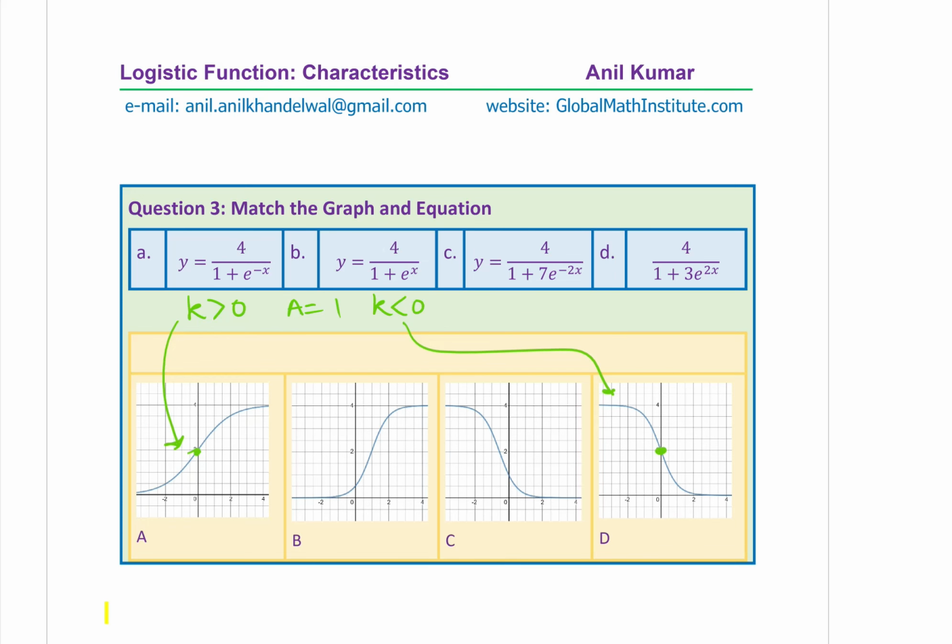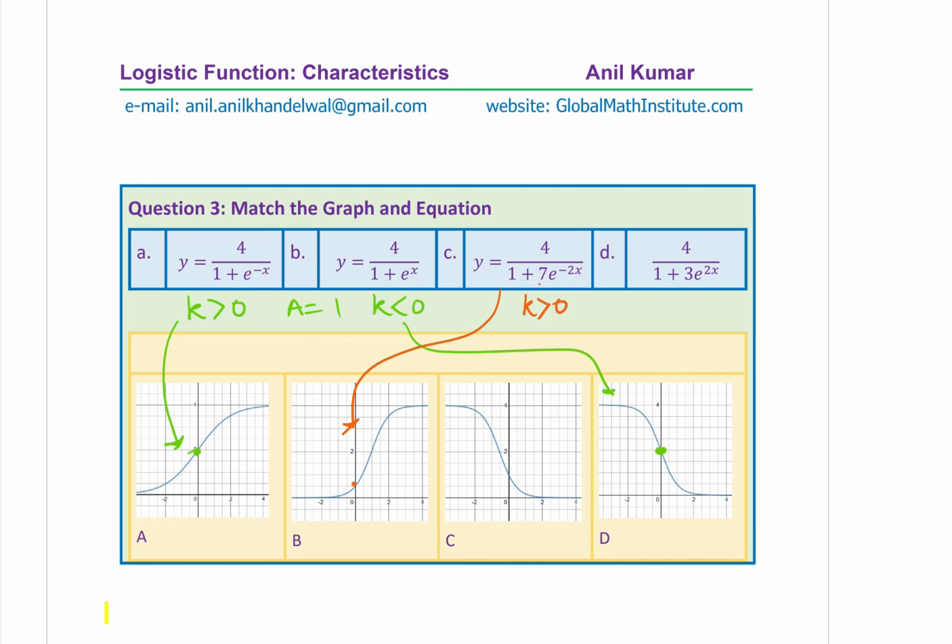4 over 1 plus 7 e to the power minus 2x. k is greater than 0, right? Since k is greater than 0, we are looking at an increasing function. This is 7, so that matches. So it matches with that particular graph.